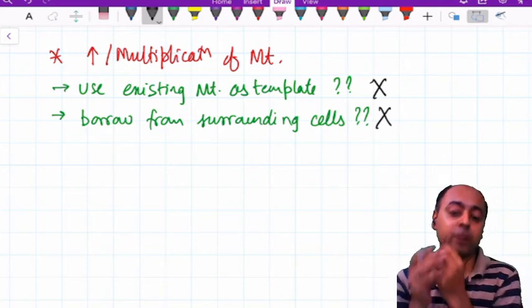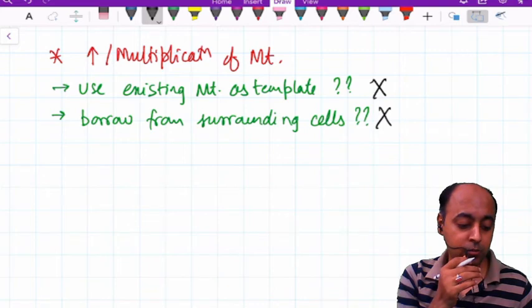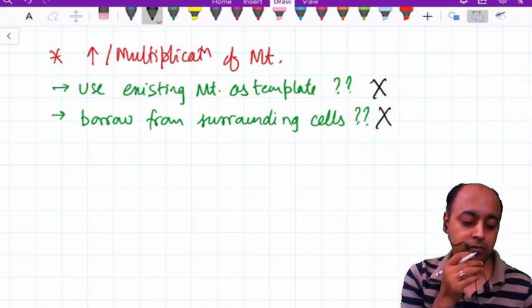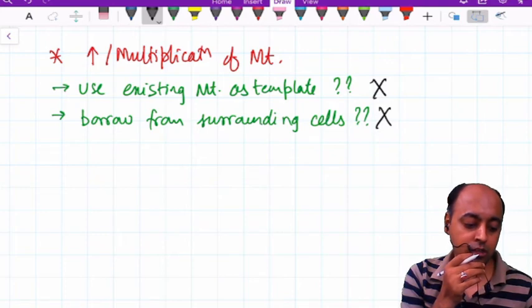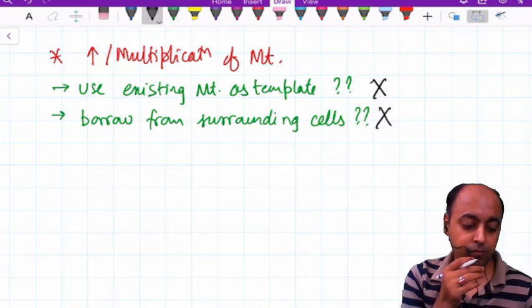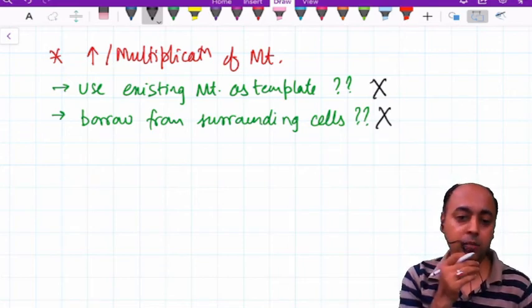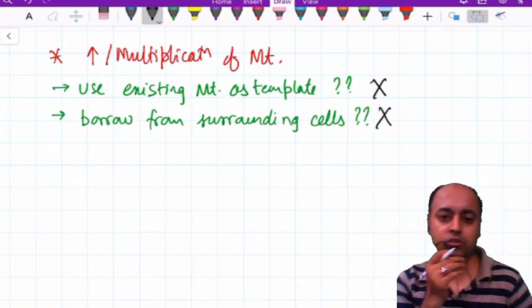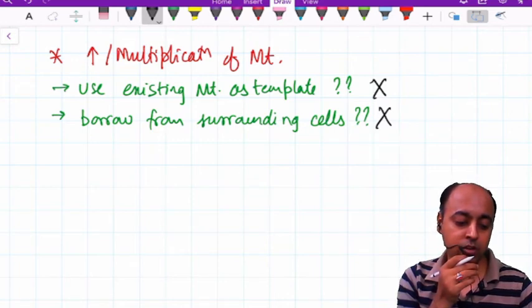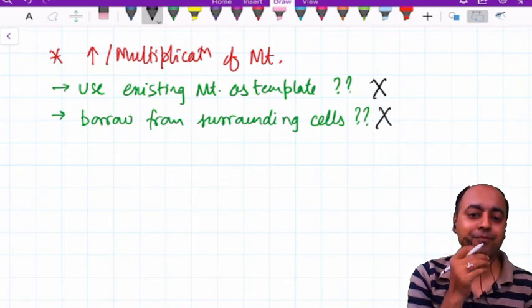So how will the number of mitochondria increase? Please give your answers. How to increase the number of mitochondria? What process will be used for increasing the number of mitochondria? Anyone?